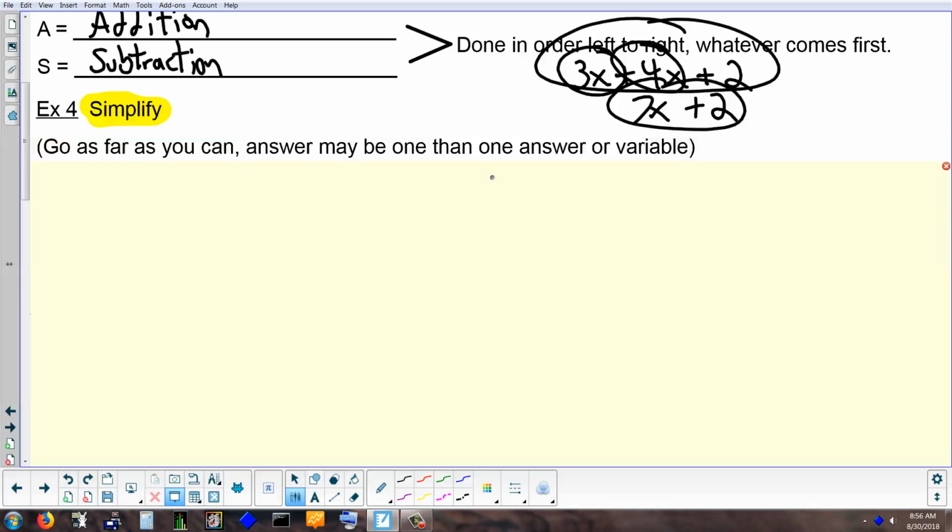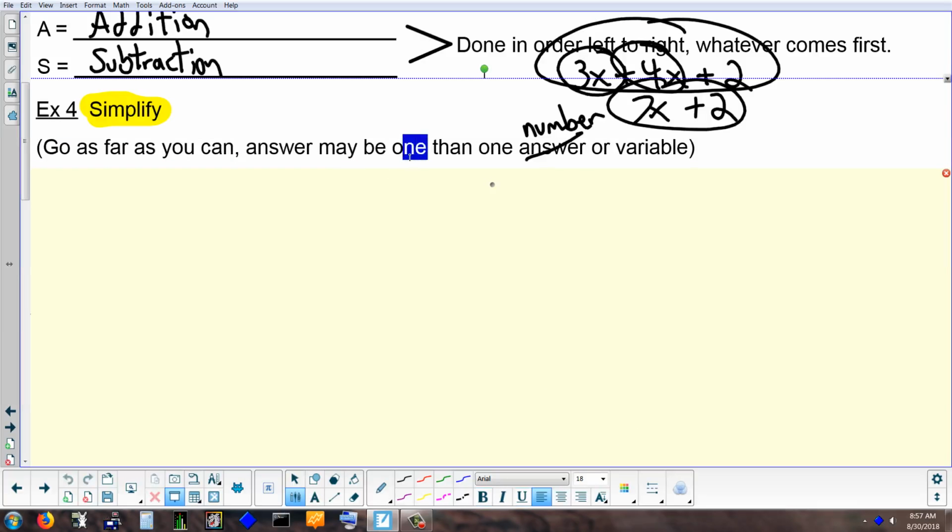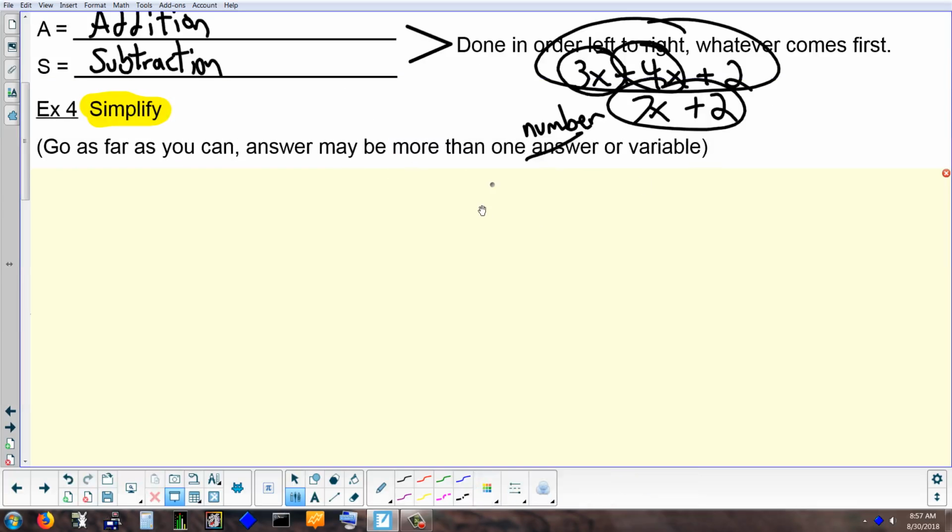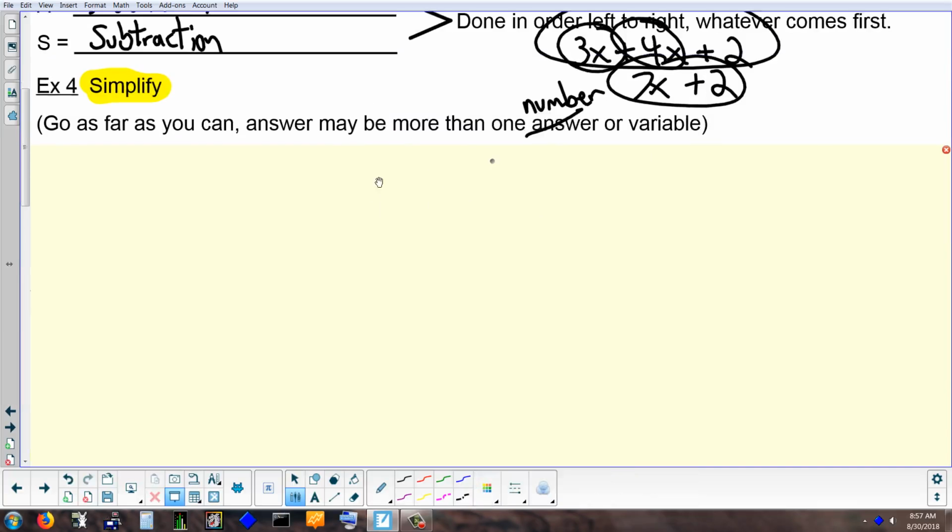If you want to write this, you can. If you don't want to, you don't have to. It's up to you. What does that say? Go as far as you can. Answer may be more than one number, I should say. Is that good? Mistake. Still getting me after all these years. So go as far as you can. I went as far as I can. I can't do any more. Answer may be more than one number. Here we had 2 or a variable. You might have like 2x plus 3y minus 3. Right, so the difference between evaluate and simplify is evaluate, that'll be a nice answer. One number. Simplify, it might be kind of nasty.